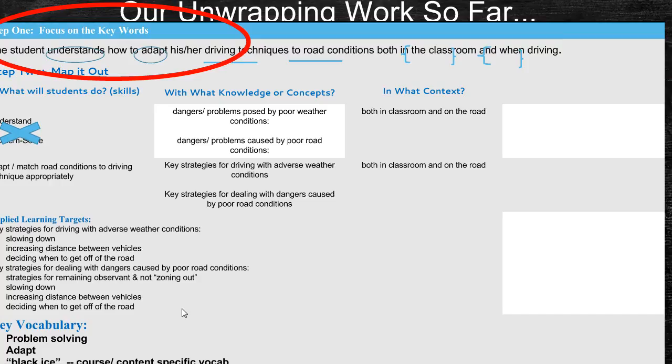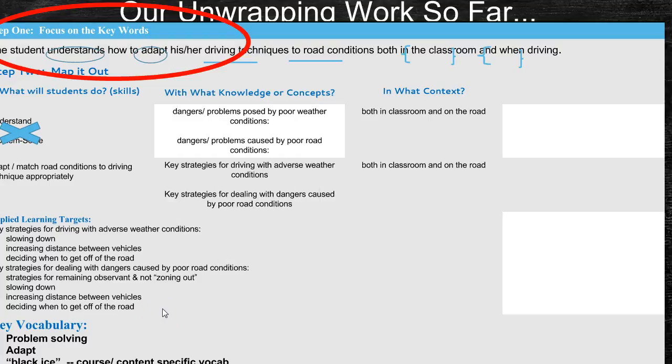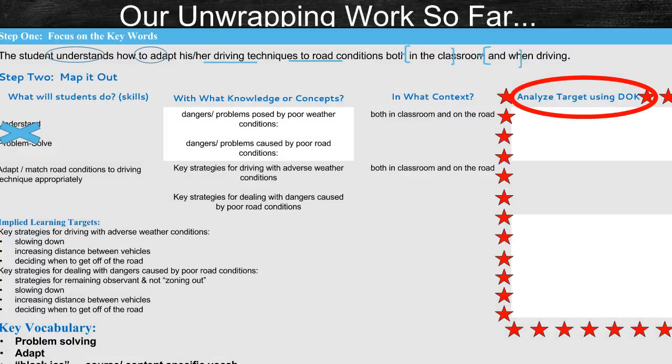So what we've done so far is step 1, we focused on the key words, which we circled, and underlined the concepts and put brackets around what context we were going to use it in. In step 2, we started mapping out what each of these looks like. And then finally, step 3 is what we're focusing on today, which is analyzing our targets using our DOK.